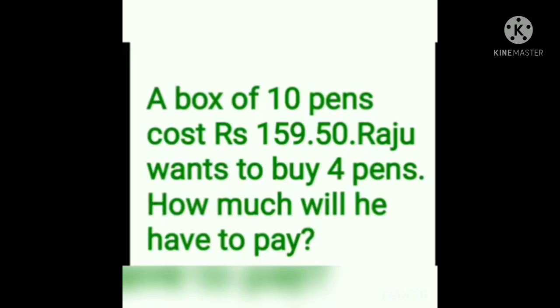Now the unitary method. So we can directly go to the problems. First example. A box of 10 pens costs rupees 159.50. Raju wants to buy 4 pens. How much will he have to pay? If you are getting such questions, first read the question and understand what concepts are given there and what you have to find. So what are the things given for us?